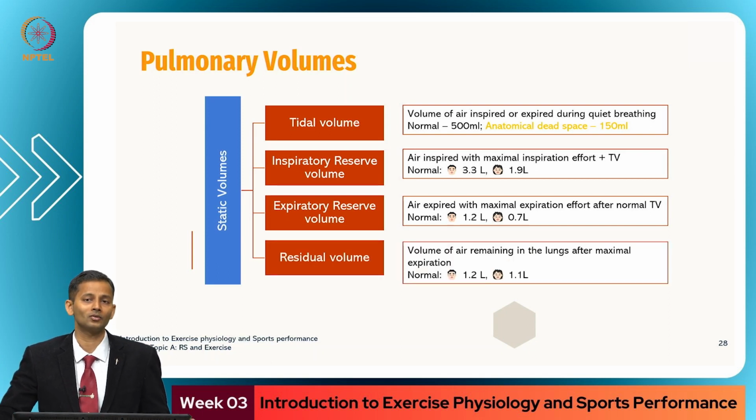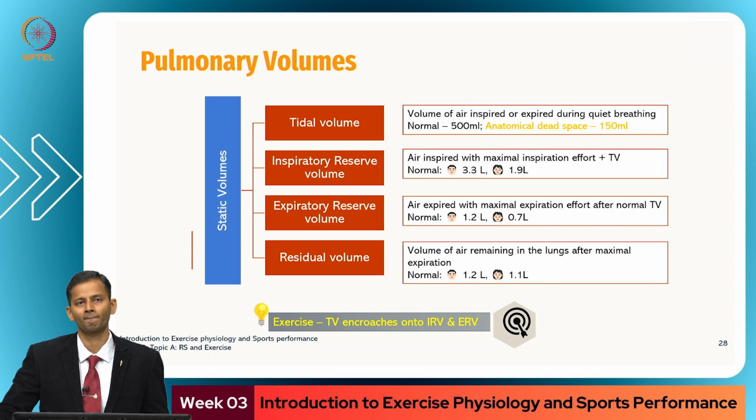So what is residual volume? It is the volume of air remaining in the lungs after maximal expiration. That is going to be left over in the lungs even after maximal expiration, and it is termed residual volume. It is about 1.2 liters in males and 1.1 liters in females.